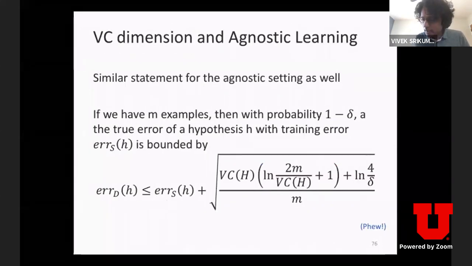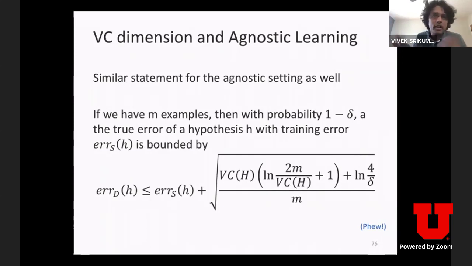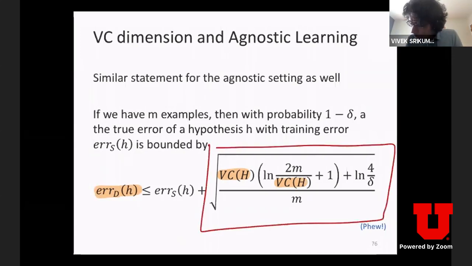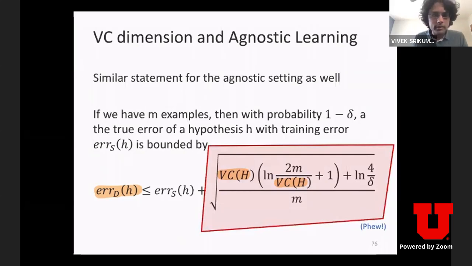In the case of agnostic learning, where we don't know whether the true concept lies in this class or not, for example, whether the true concept is linearly separable or not, we just want to use linear classifiers, then we get a bound that's rather hideous. But once again, the key thing here is that there is this dependence on the VC dimension. What this says is that the true error, the generalization error, is no more than this quantity plus the training error.